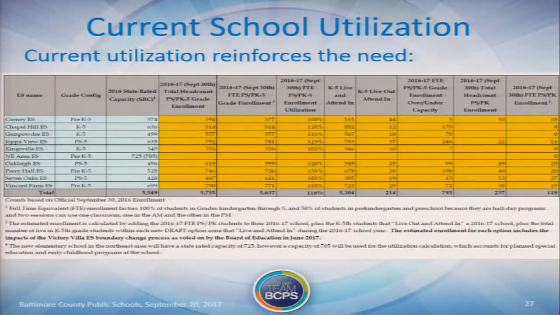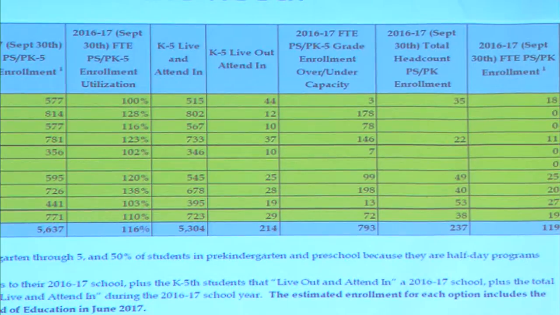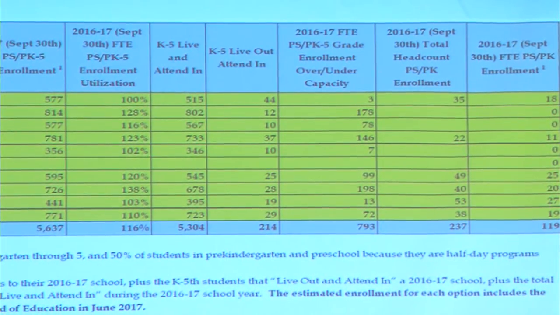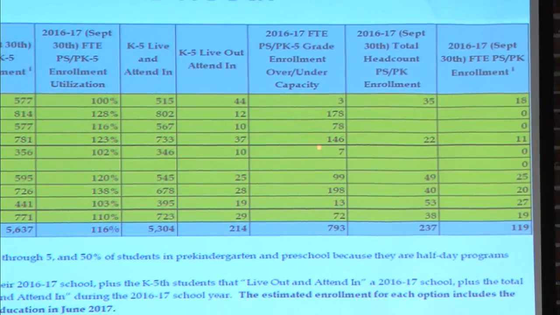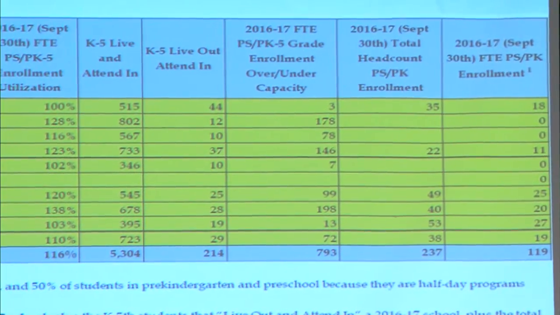Then we look at utilization, so you can see how the percent full of the building is utilized. You can see it's 116% before adding on the new school. The number of students that live in each zone and go to their zone school are listed here. The number of students that live out of the school zone currently but attend in are listed here. When we estimate enrollment, we add these students back into your enrollment totals for each school so we don't compromise programs offered at schools and students attending from out of zone for special reasons. We account those back in so that we can account for those special programs and nuances of students coming in from out of zone. We give you a look at the over or under capacity, how many seats over, how many seats under, and there are no schools that are under capacity in this entire area.